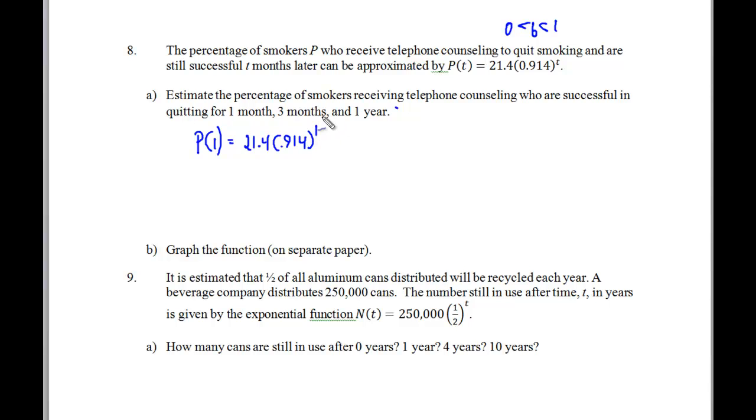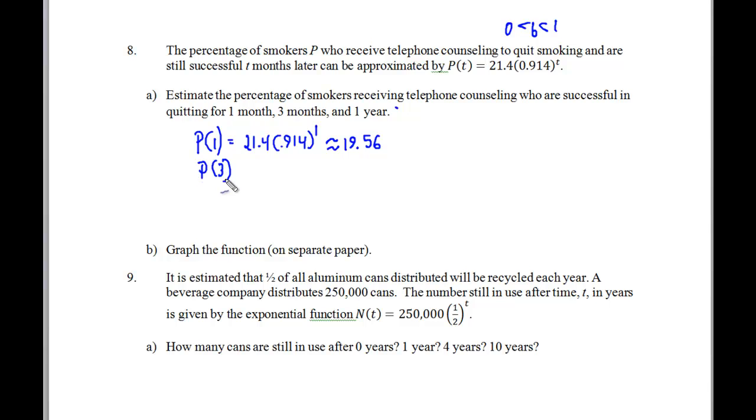Now if you type this into the calculator, which I'm going to do off screen, that will give you an answer that's approximately 19.56 people. So if you start off with 21.4 people, you're going to have roughly 19.56 people, or closer to 20 people, still after the first month.